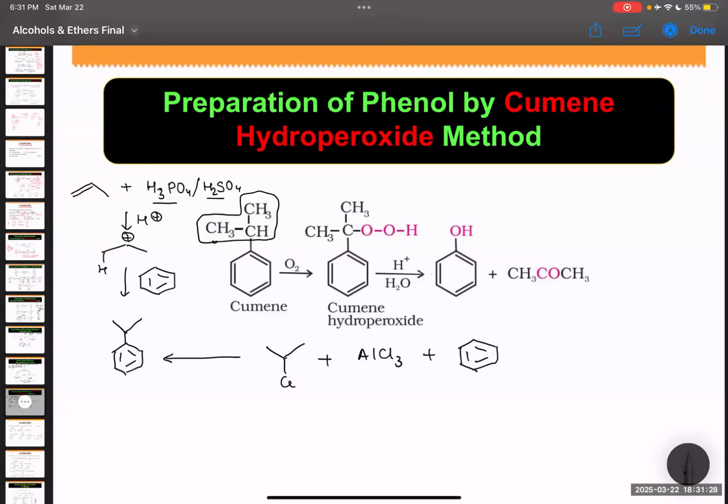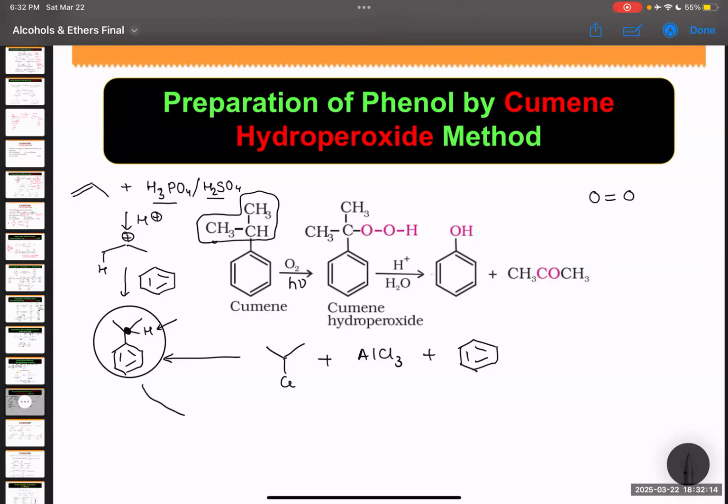So now once you have cumene, you oxidize the cumene with oxygen in the presence of light or heat. Oxygen is a biradical species. You must have read it in your MO theory. And this hydrogen is most reactive because the radical which is formed at this position, this carbon atom, which is the benzylic position, can undergo resonance.